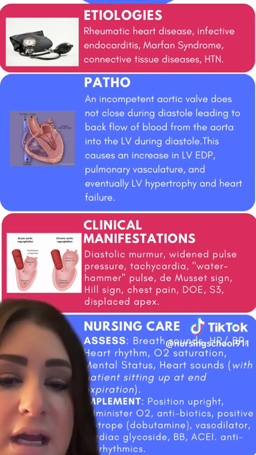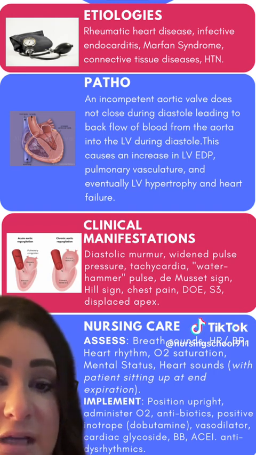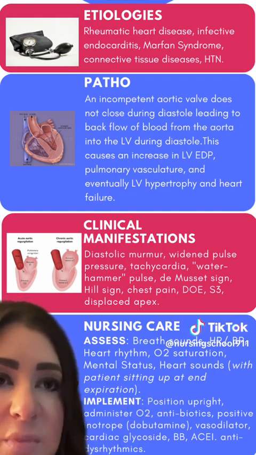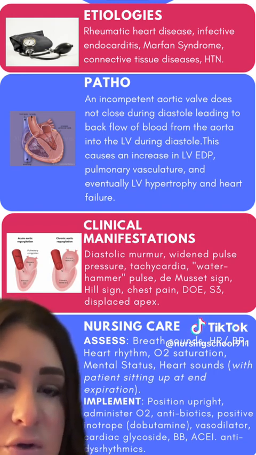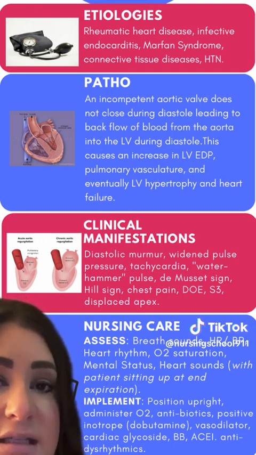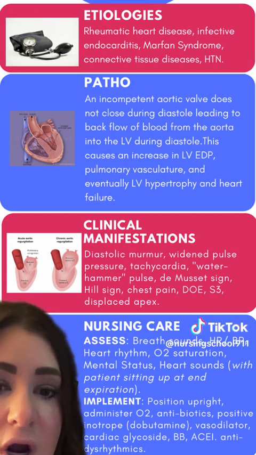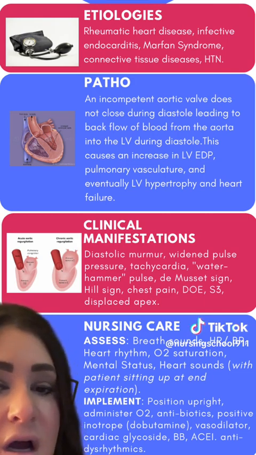So nursing care, what are we going to assess? Obviously, we're going to assess heart sounds, right? And they're best going to be heard with the patient sitting up and at end expiration, because that gets the apex closest to the chest wall, and you'll be able to hear that diastolic murmur much better. We're going to listen to heart rhythm. We're going to take heart rate and blood pressure, obviously breath sounds, oxygenation, mental status.